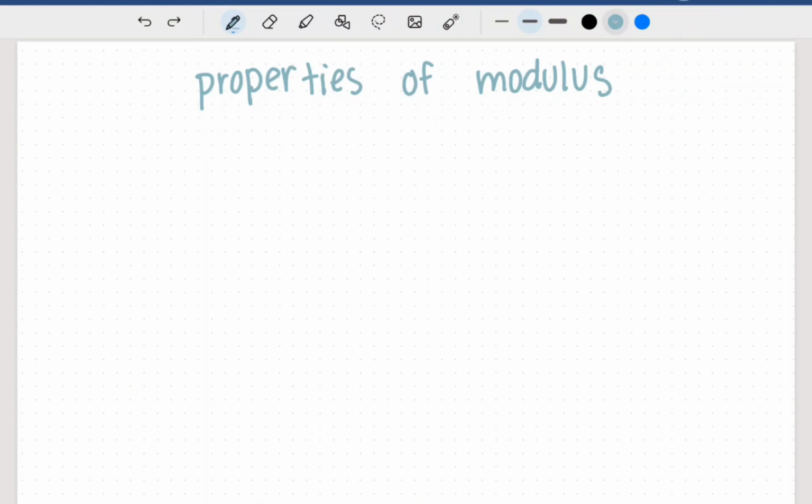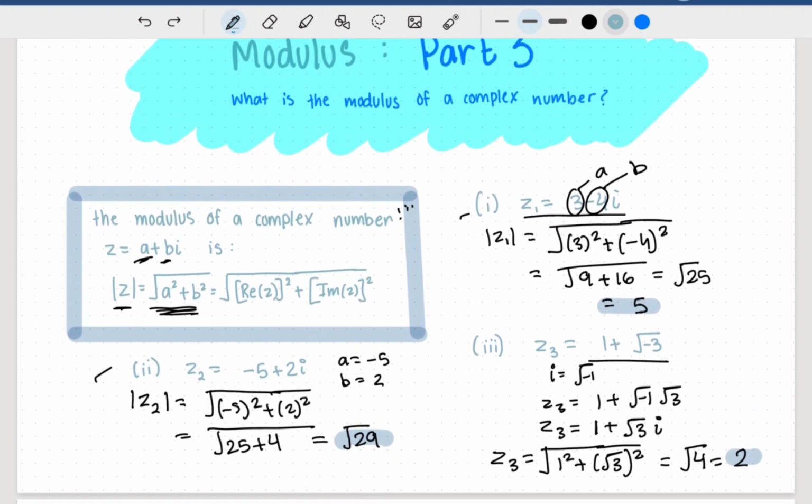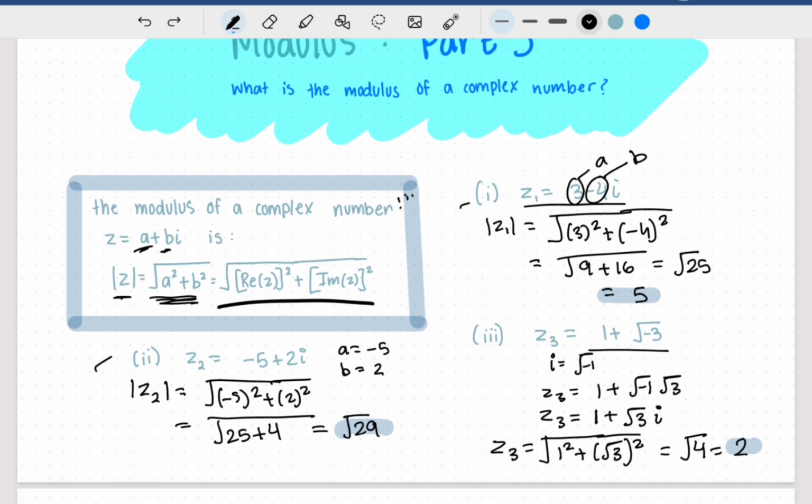Alright, so hopefully you got a gist of how to find the modulus of complex numbers. It's nothing too hard, I hope. Essentially all you have to remember is this formula. And it's not really a formula, it kind of comes to your mind the more problems you do. But essentially the modulus of a complex number is square root a squared plus b squared, or in other words, square root the real part of z squared plus the imaginary part of z squared.